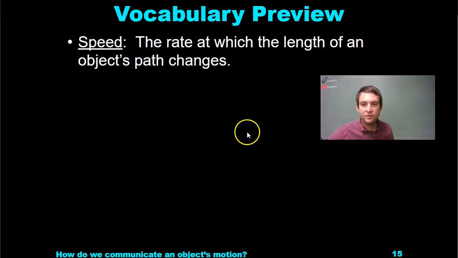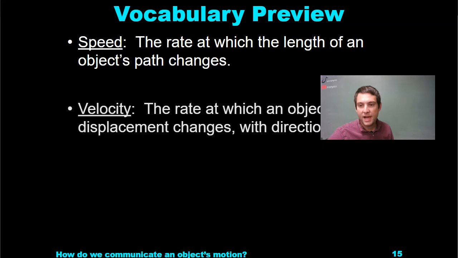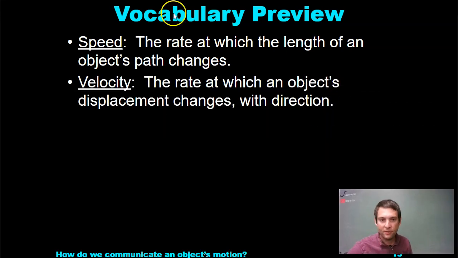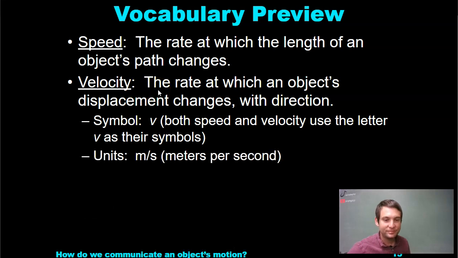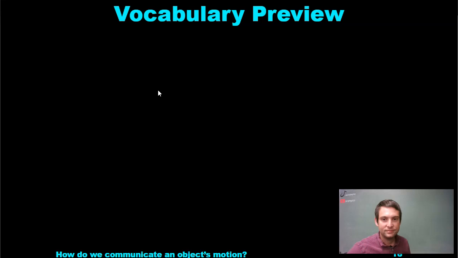Continuing. Speed is the rate at which the length of an object's path changes. Rate, as you might remember from math class, means that we're dividing something. Velocity is the rate at which an object's displacement changes with direction. Symbol v, so both speed and velocity use the symbol v. It can be confusing. Please know that speed and velocity are completely different things. One is a scalar quantity having only magnitude, and one is a vector quantity having magnitude and direction. Units are meters per second.